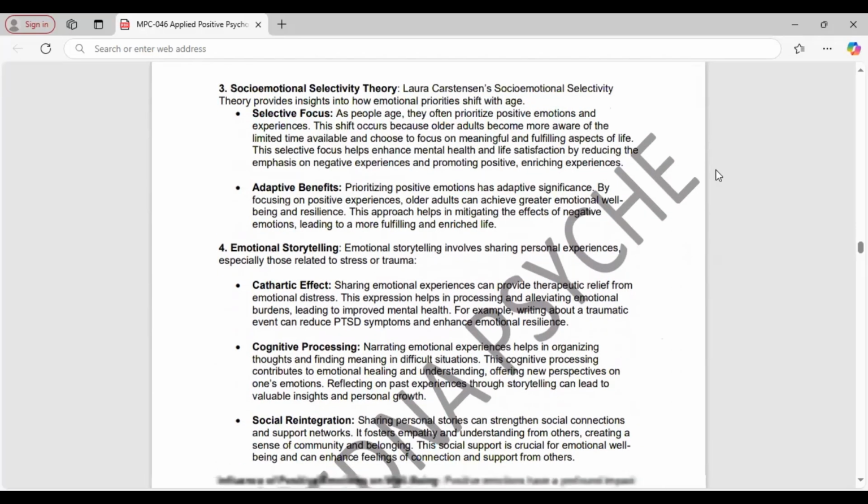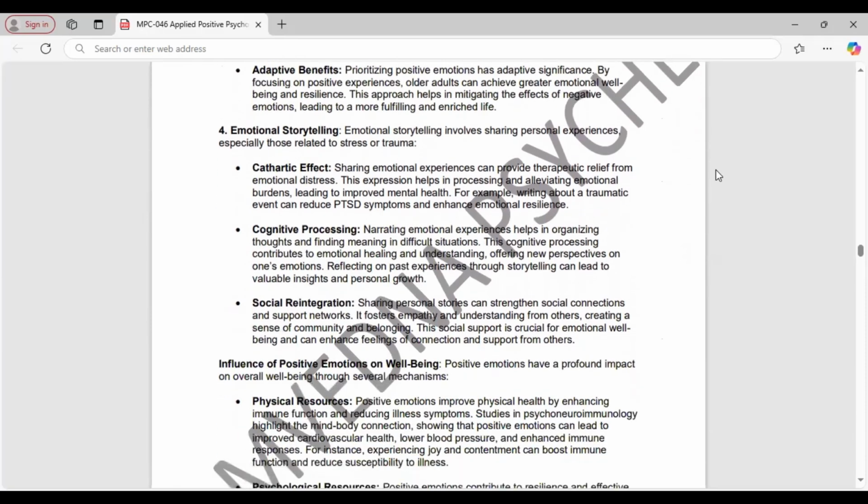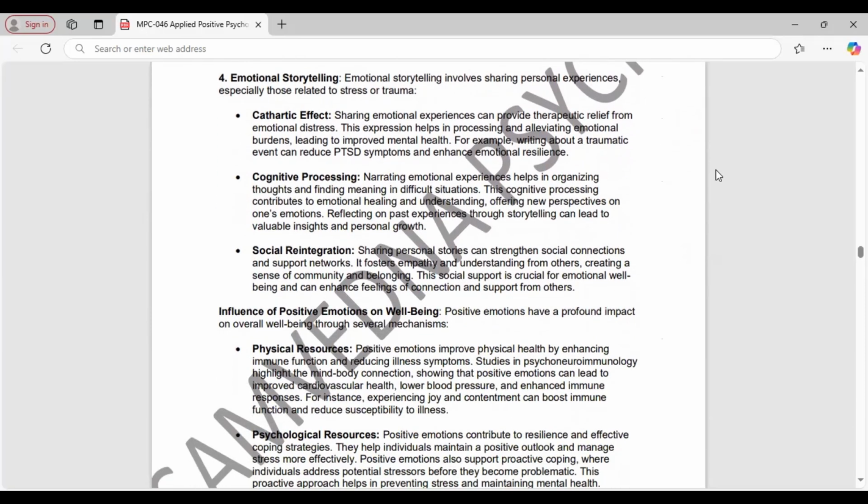Emotional storytelling. This involves sharing personal experiences related to stress or trauma, and it includes cathartic effect. Sharing emotional experiences provides therapeutic relief and aids in processing emotional burdens, improving mental health. Cognitive processing. Narrating experiences helps organize thoughts and find meanings, contributing to emotional healing and growth. Social reintegration. Sharing stories fosters community and belonging, strengthening social connections crucial for emotional well-being.